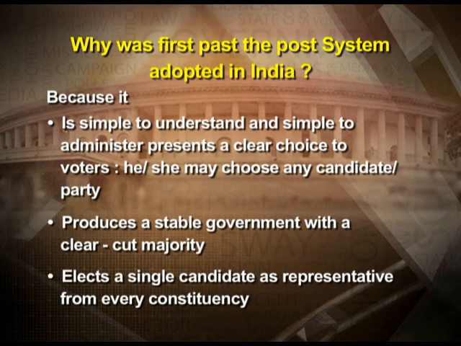Secondly, it produces a stable government with a clear cut majority. Proportional representation may not lead to stability. Stability will be achieved in a first past the post system even with a coalition. Even if no party gets a majority, the coalition will have a clear cut majority. You cannot have a minority government in a first past the post system. If a party or a combination of parties is in a minority, then that combination or that party cannot be the government. So, this gives a stable government with a clear cut majority.